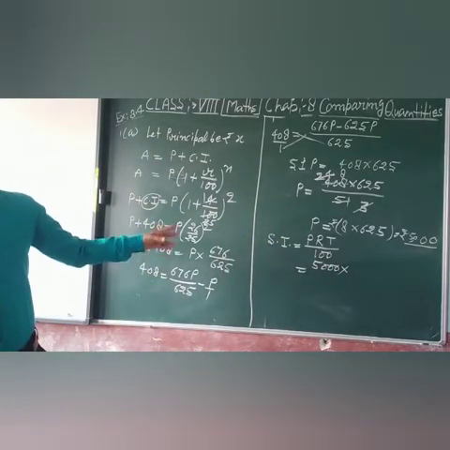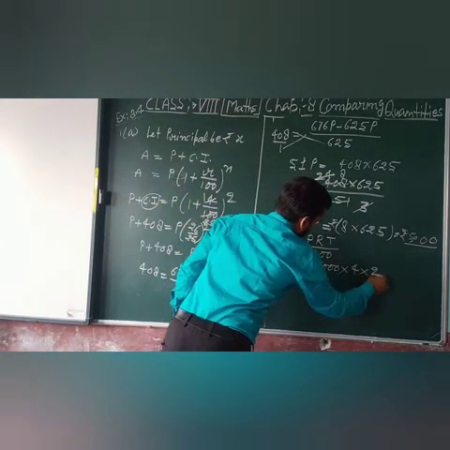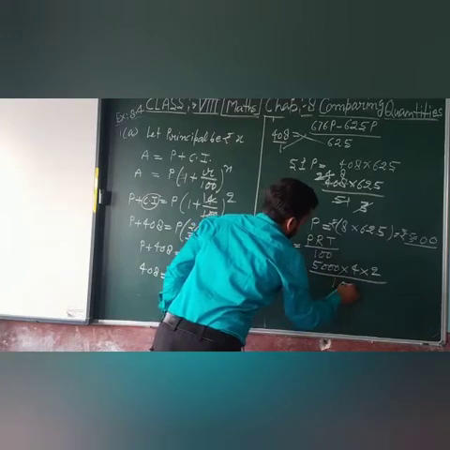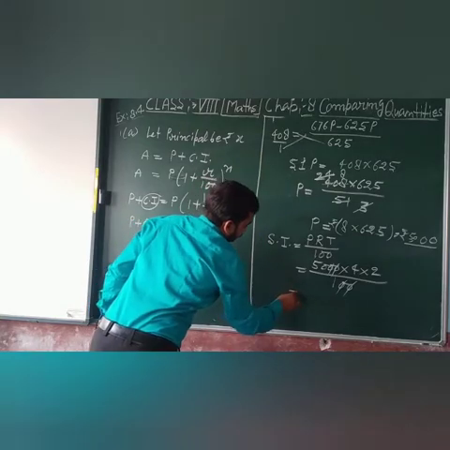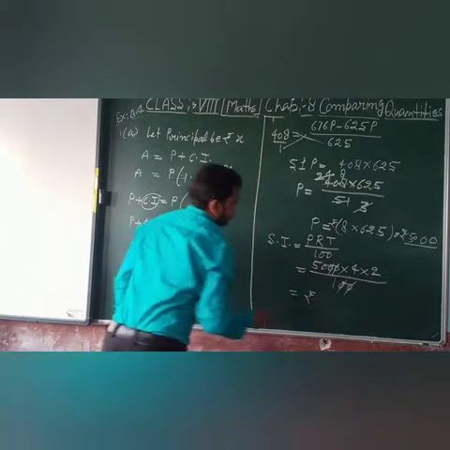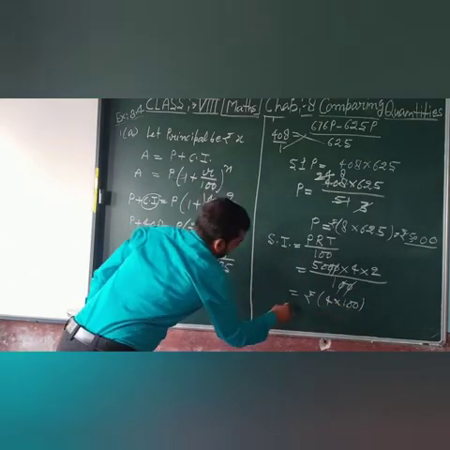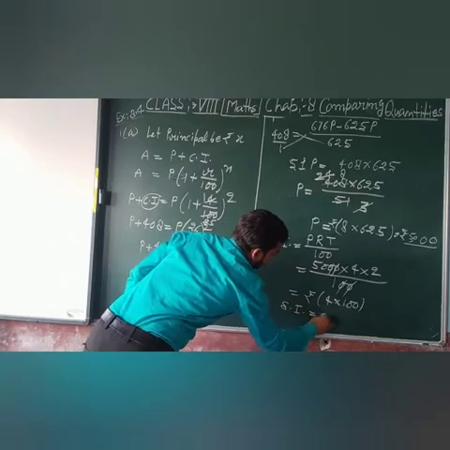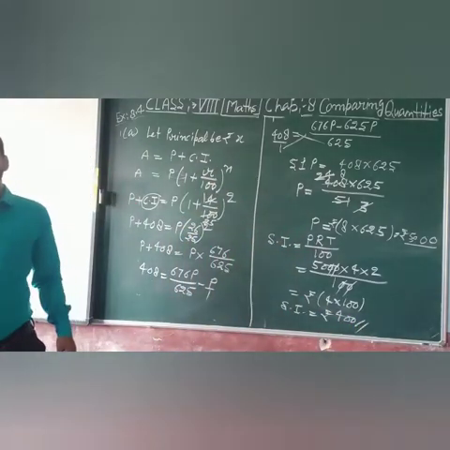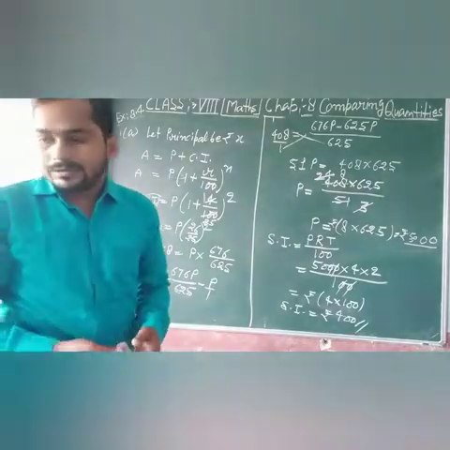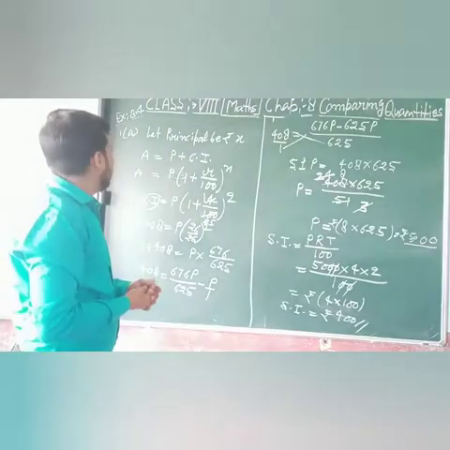Rate is given as 4% and time is 2 years, divided by 100. So 2 zeros cancel with 2 zeros, and we have 50 into 4 into 2. So simple interest equals 400 rupees. So the first option is correct for question number 1.1.